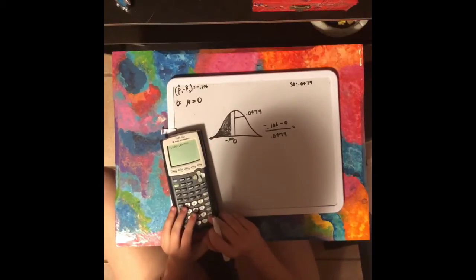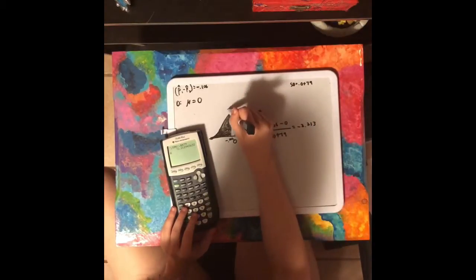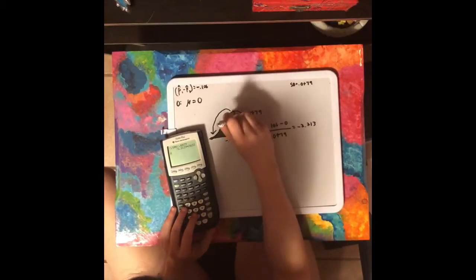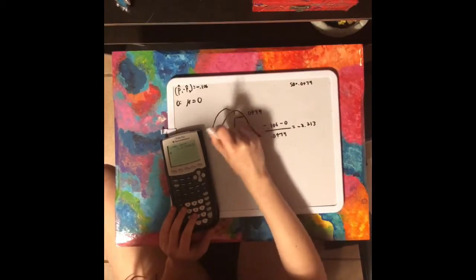I found a z-score of negative 2.213, which is very low. Looking at the drawing, clearly I did not draw it that low. That is where looking at the standard deviation is important. So I went back to correct it.